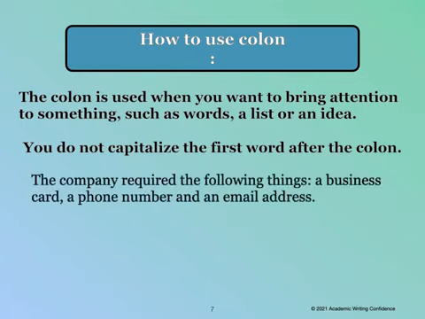The company required the following things: a business card, a phone number, and an email address. Now, writing this sentence in this way brings attention to the three things that the company required. You can see there is no capital A after the colon. Now, this is a good technique to use in your essay writing when you want to emphasize certain information.